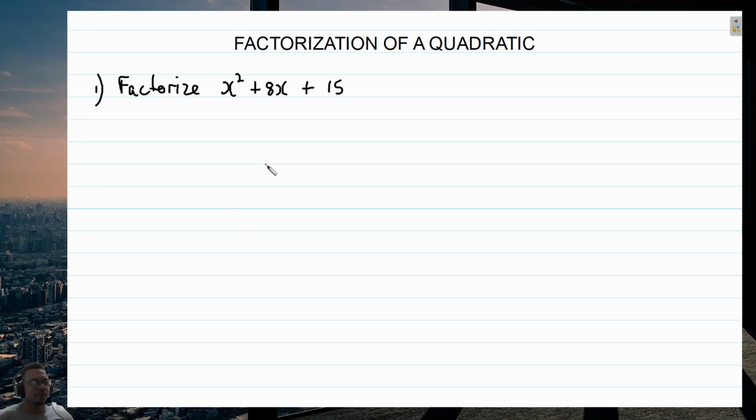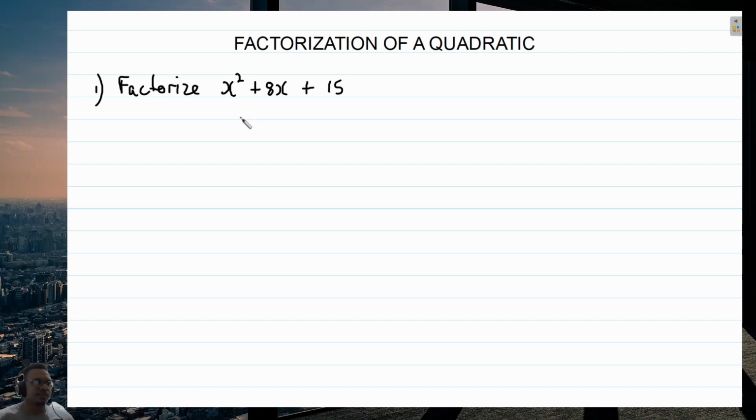In this video, we're going to be factorizing a quadratic expression. Now this x squared here is what makes this expression a quadratic. That's because the highest power of x is 2. If the highest power of x in an expression was, let's say, 3, the expression will no longer be quadratic. If the highest power of x was 1, then the expression would be linear and not quadratic.